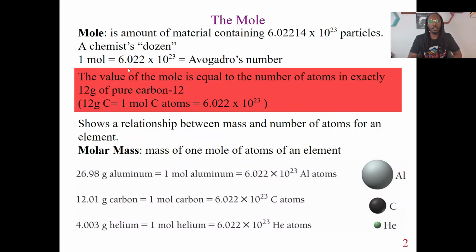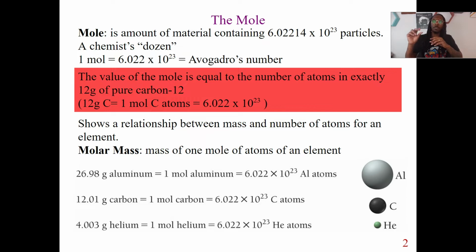Now, specifically, the person that came up with this was Avogadro. That 1 mole equals this number is Avogadro's number. So it's always going to be the same: 1 mole equals this big old number. How exactly did they come up with this? Basically, to sum this up quickly, the mole is equal to the number of atoms in an element.